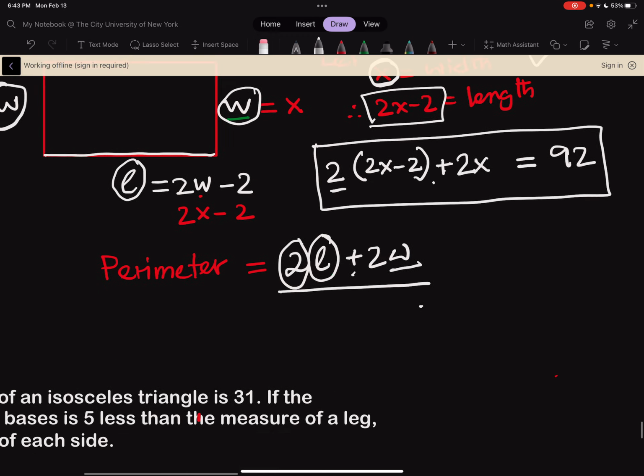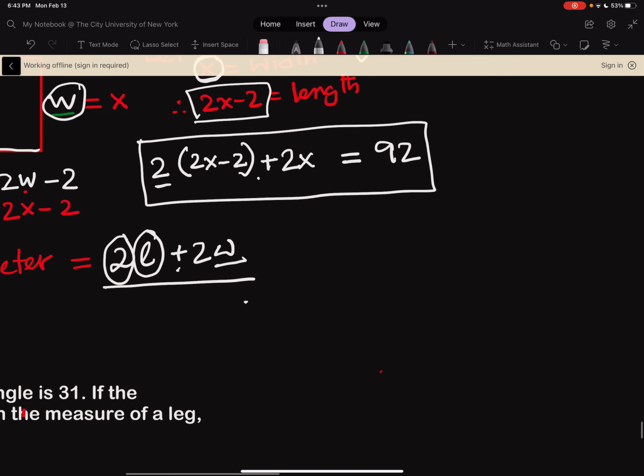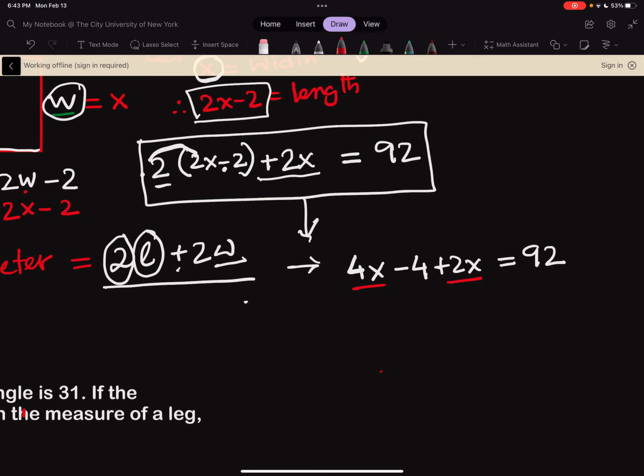So let's go for the solution. 2 times 2x gives us 4x. 2 times negative 2 gives us negative 4. And we have a positive 2x here, and it equals 92. Now let's go on. Combining like terms, we get 6x, negative 4, equals 92.